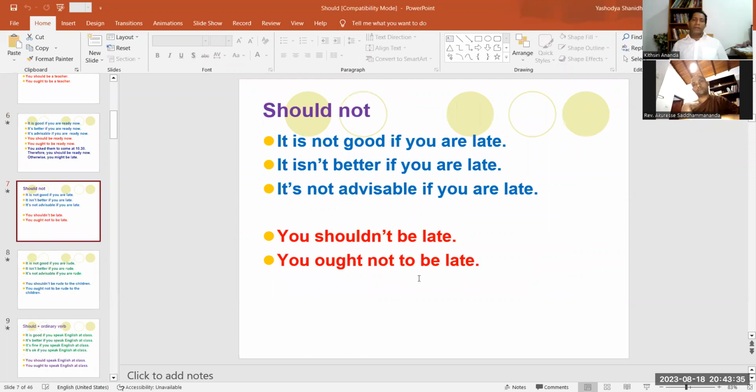And again, then should again, it means it is good if it happens. Sir. Yes. Advisable, can you explain a little bit more? It is advisable.